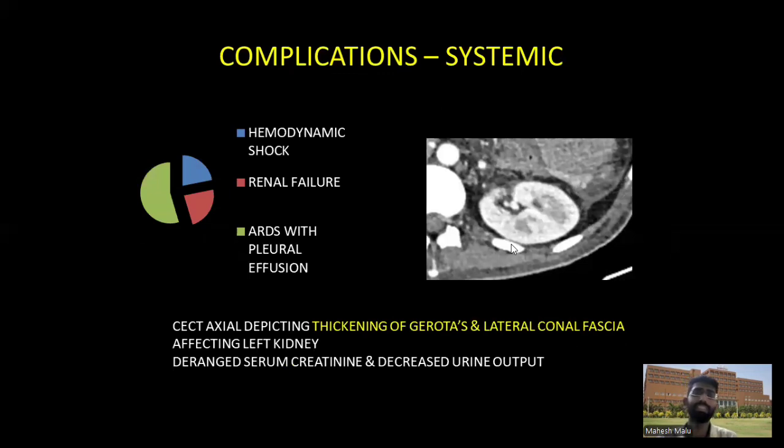The third category was systemic complications. Most commonly we see ARDS, pleural effusion, atelectasis changes, while the others are renal failure and hemodynamic shock. CECT axial depicting thickening of Gerota's and lateral conal fascia and perirenal fat stranding, and the clinical symptoms include decreased urine output with deranged serum creatinine, features of early renal failure.